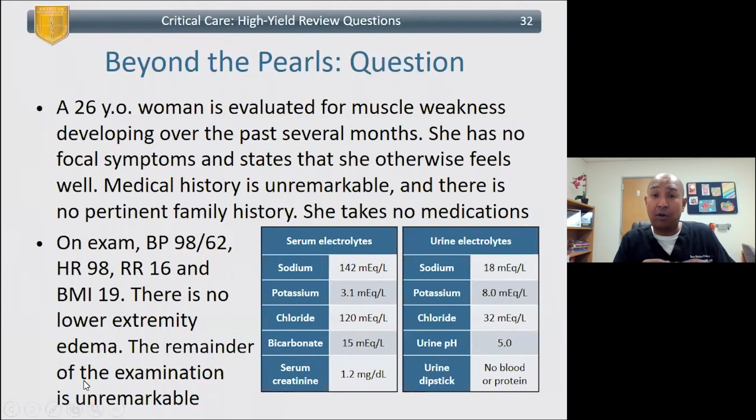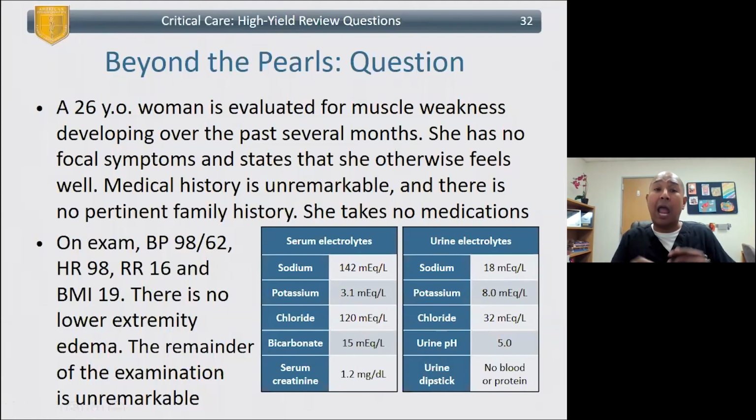So the next step to figure out the broad differential for a non-gap metabolic acidosis is calculating the urine anion gap. So how do you do that? Well, it's going to be the sodium plus the potassium minus the chloride of all things. So if I take the sodium plus the potassium, that looks like it's going to be 26, minus the chloride, which is 32.